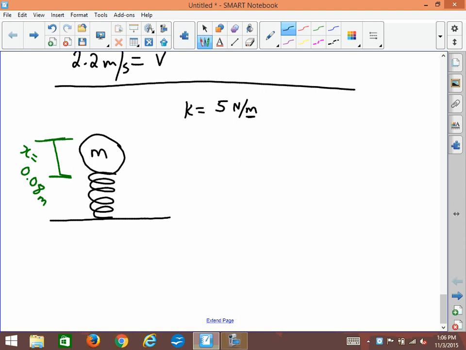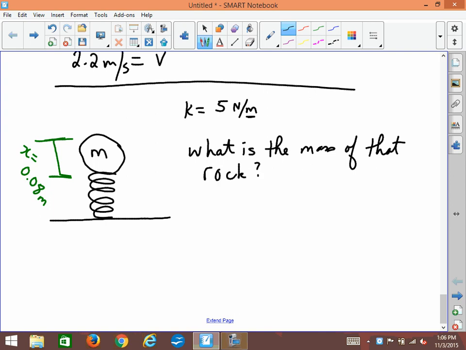Okay, what do we want to do? What do we want to figure out? Well, obviously we want to figure out what the mass is. What is the mass of that rock? A rock right there. Well, in this case, we would look at the total energy, right? The total energy of the system. So what's happened is there's been a change in the energy of the rock, and there's been a change in the energy of the spring. Originally, we had a spring with no energy.